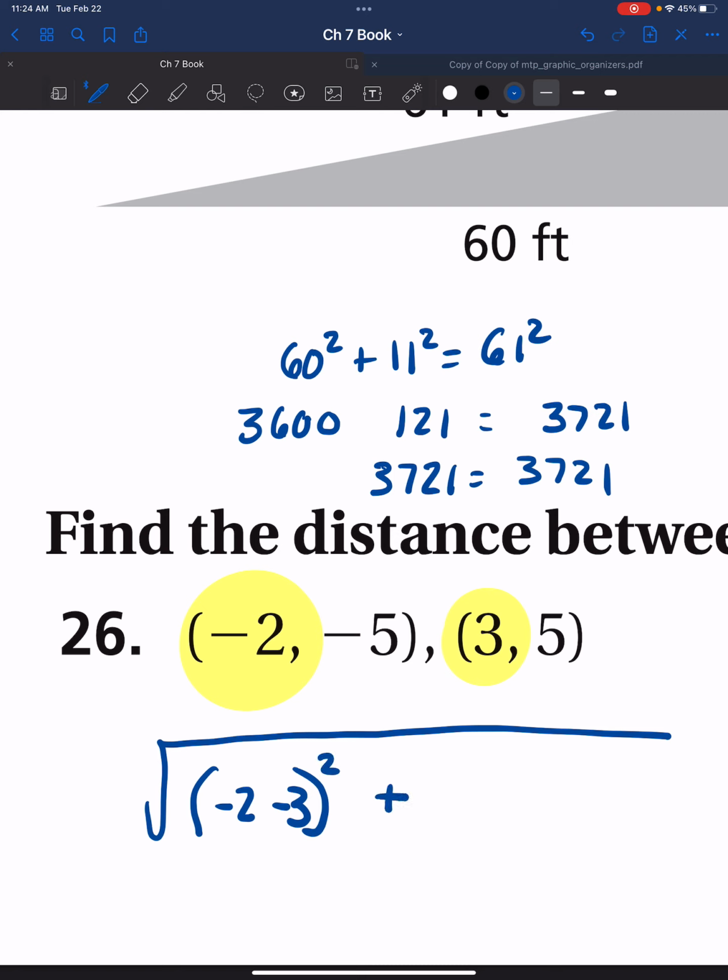So on your whiteboard right now, you should have a big, long radical sign. And then underneath it, all I've got so far is negative 2 minus 3 in parentheses, and then outside the parentheses, they are being squared. I haven't done the math yet. It's kind of slowly coming up on my screen now. Do you see it? Negative 2 minus 3 squared plus, now find the change in y's. If I went this direction last time, I've got to go this direction the next time. It's negative 5 minus 5 squared. Okay. What is negative 2 minus 3?